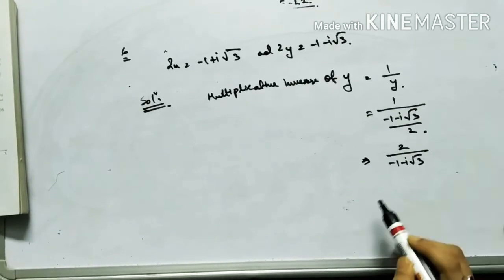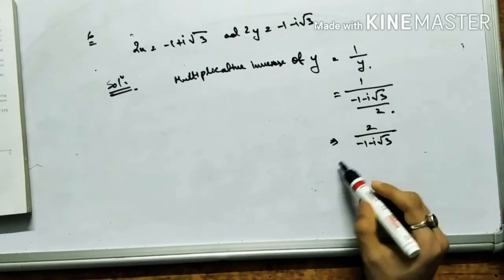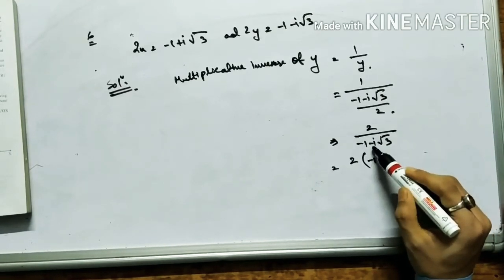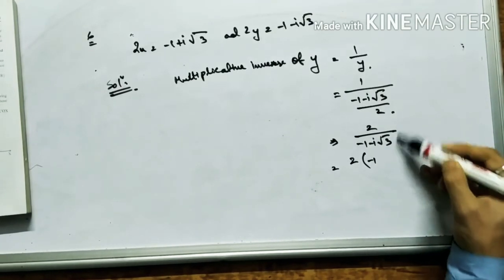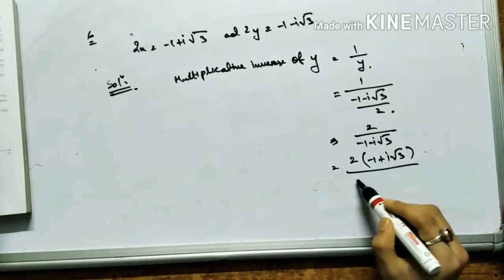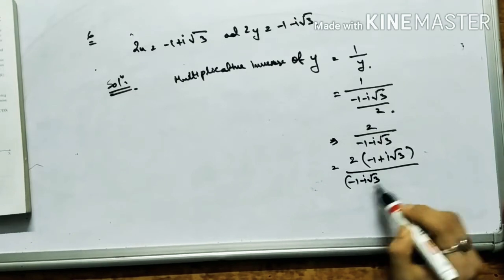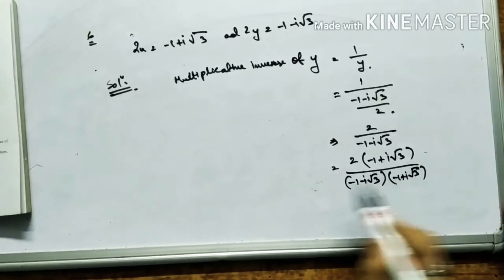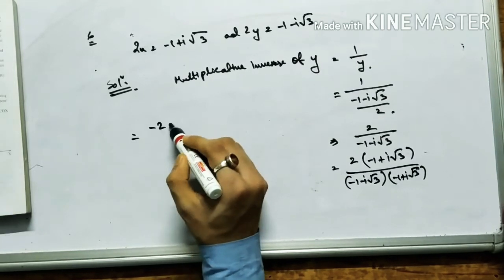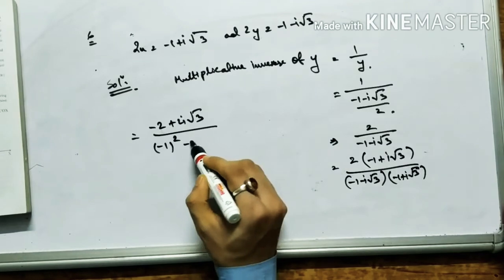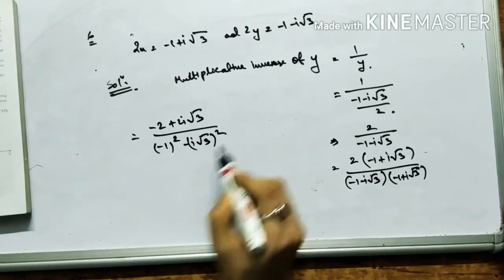I have to show that this is equal to x. How will I do that? Again, on both sides, this is minus 1 minus i root 3. So on both sides, what will I multiply by? Minus 1 plus i root 3, over minus 1 minus i root 3 times minus 1 plus i root 3. Understand? So I will get minus 2 plus twice i root 3 by (minus 1) the whole square minus (i root 3) the whole square.